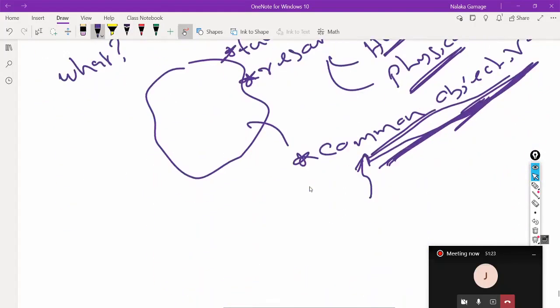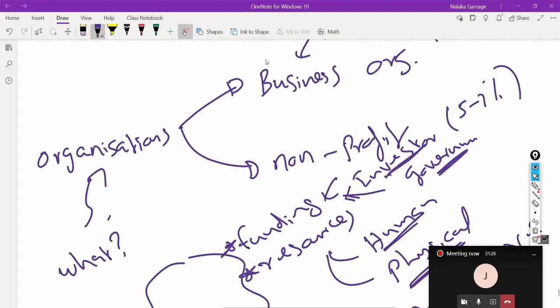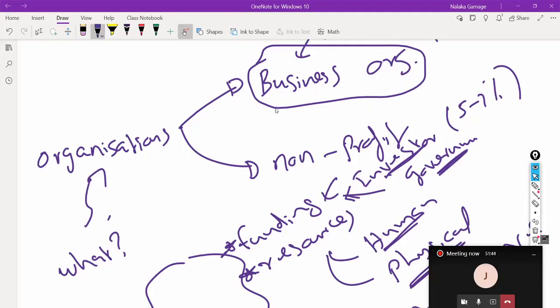Then we are more interested in the business organization from this point onwards, because that is where most of the people are involved, working, and that is where most of the information systems are built. More than 95% of the information systems are developed for business organizations, because they are in a very dynamic, competitive situation. They have to keep improving their productivity, quality, etc.